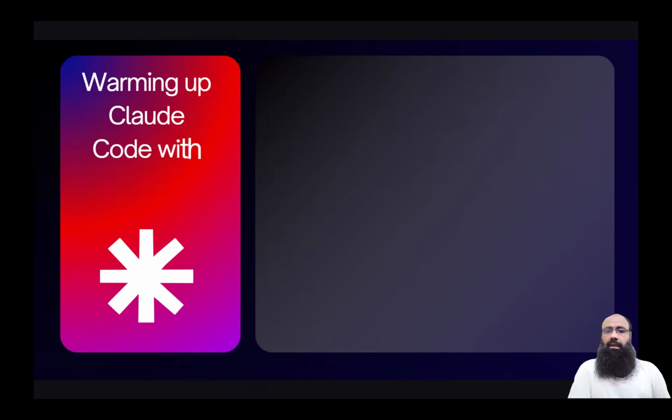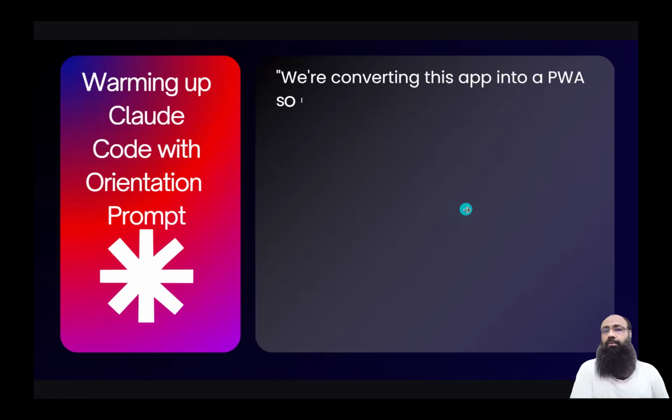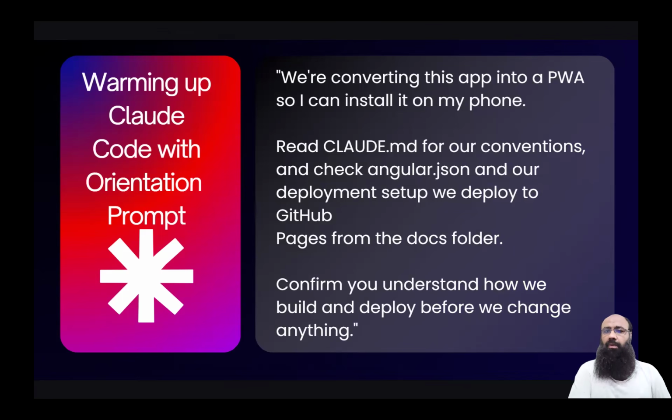As I just mentioned previously, we are going to use a warm-up or orientation prompt. What is this going to do? We are telling our app that we are converting this app into a PWA so I can install it on my phone, and then suggesting Claude read the MD file for our conventions and check angular.json and our deployment setup, since we deploy to GitHub Pages. So everything I'm instructing Claude to do beforehand is just a warm-up so it knows what it's going to do. Confirm your understanding of how we build and deploy before we change anything.